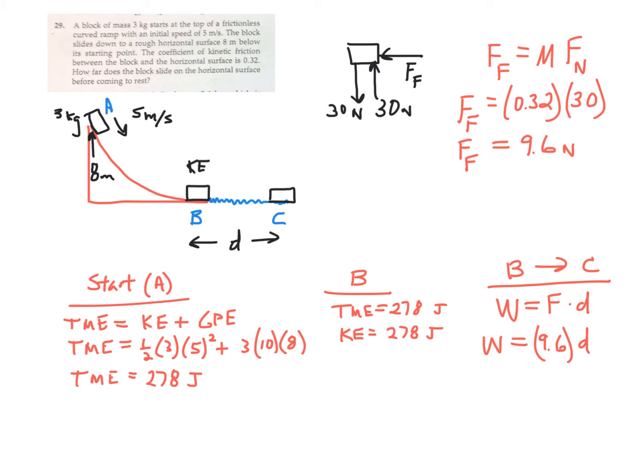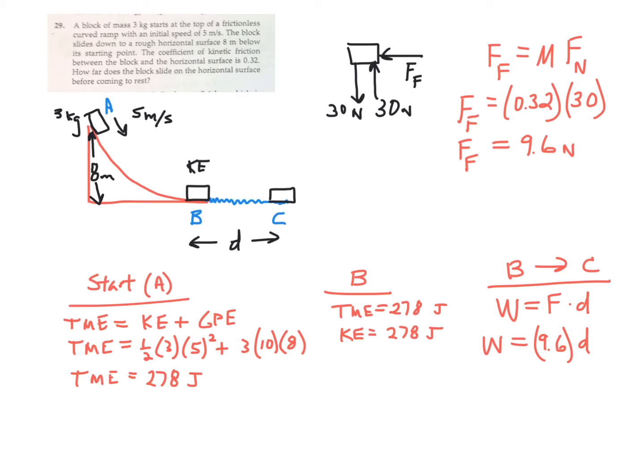Day 42, honors energy, problem 29. Like a lot of problems, this will have a couple different ways that you can solve. But here's my basic diagram. The block is 8 meters high on a ramp. It's also moving with a speed of 5 meters per second. It's going to go from point A to point B along this ramp.